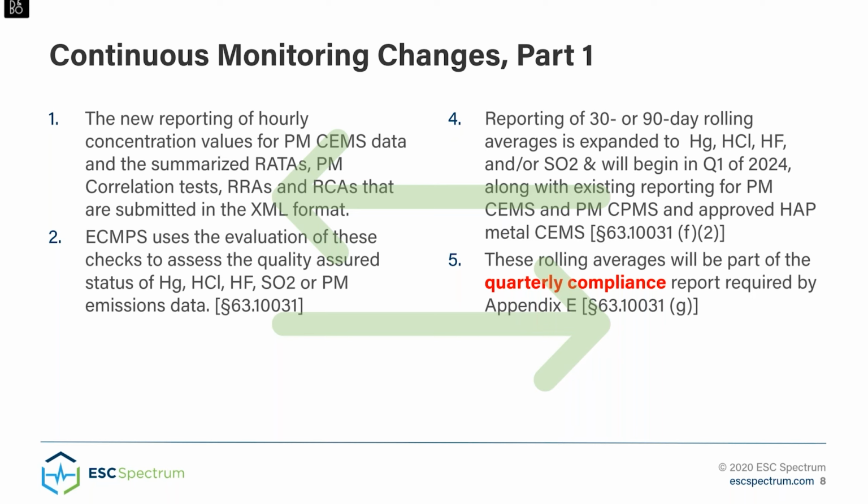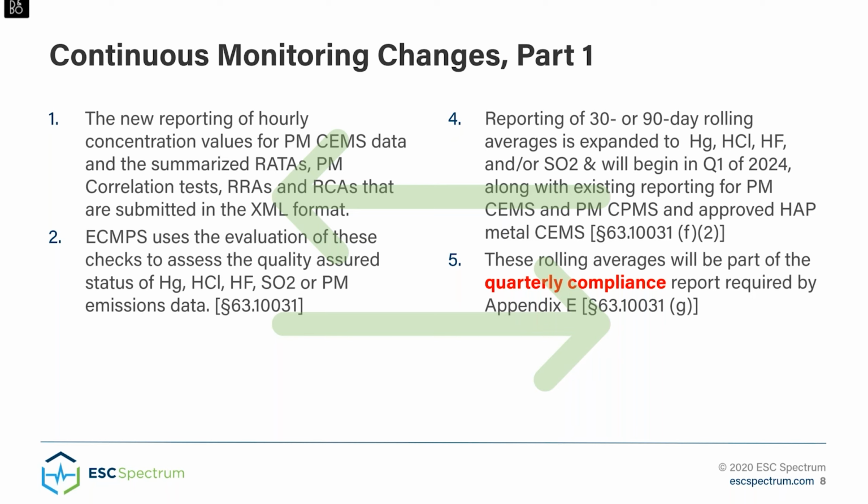Now, in the slide, we mentioned the XML format, and I just want to pause for a second and remind you that the ECMPS tool is being changed. It's being replaced by a web-based tool, and the file format is also changing. And it no longer will be an XML format, but it will be a JSON format. And that will be a little bit different than what we're used to and experiencing. But again, the changes you're going to see will include electronic reporting of hourly PM concentrations and emission rates and other related data.